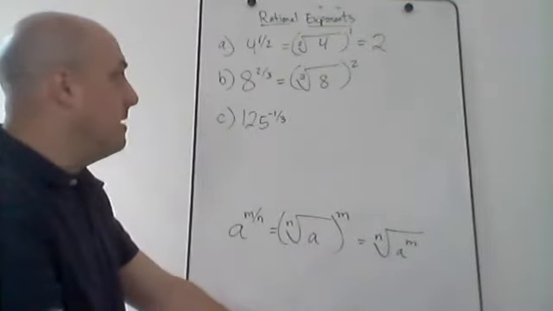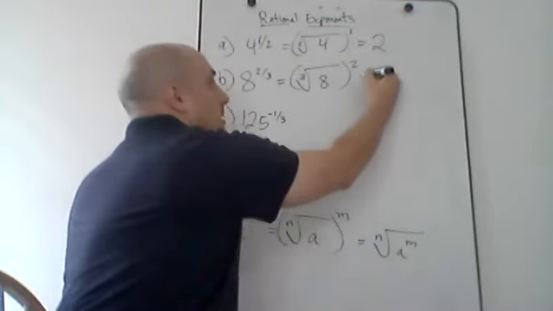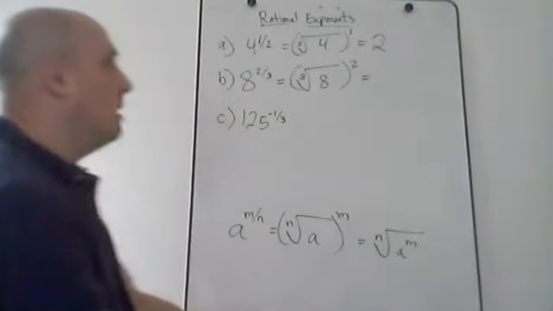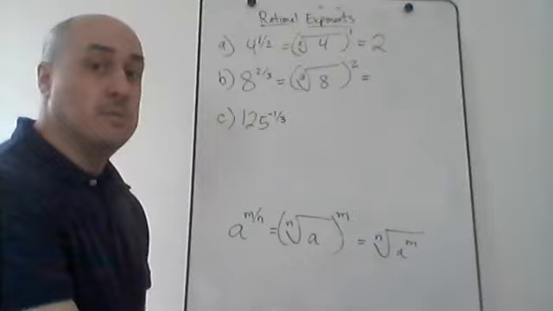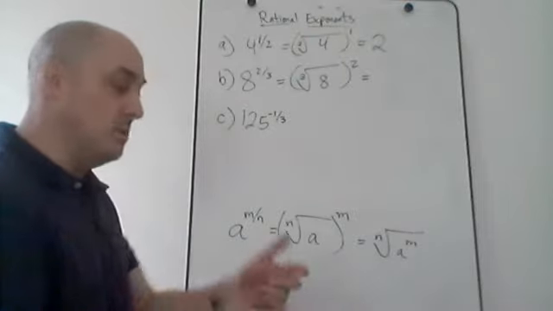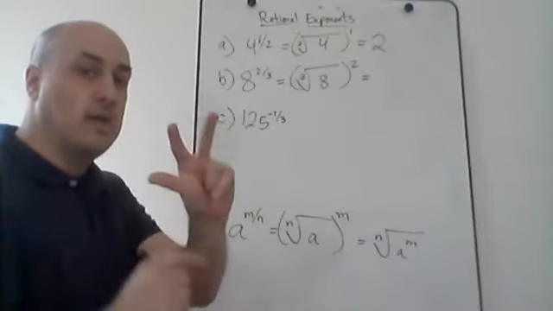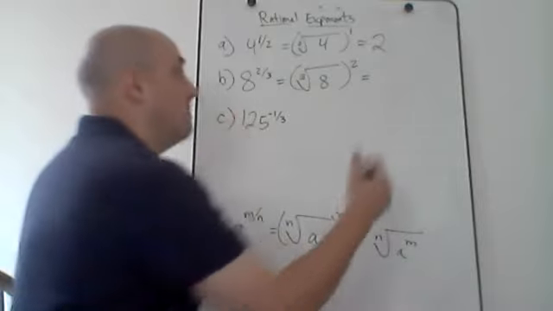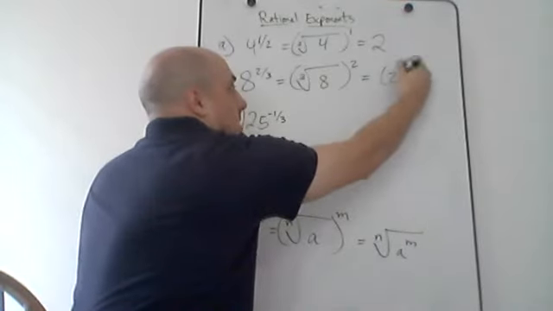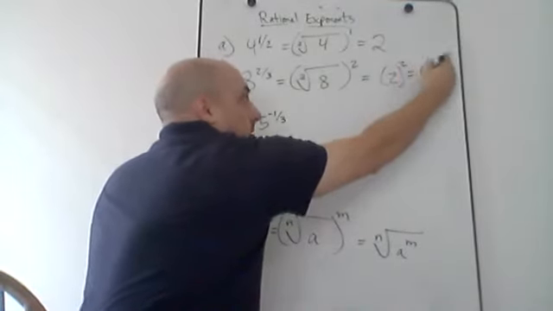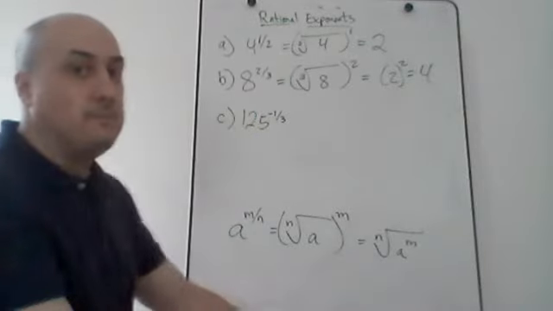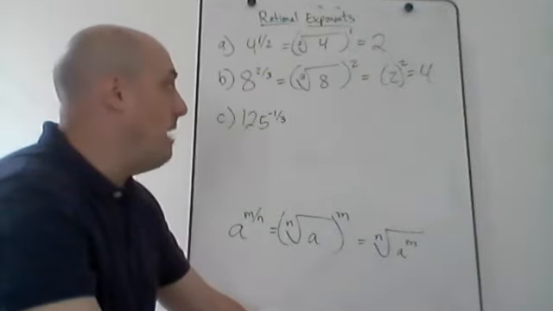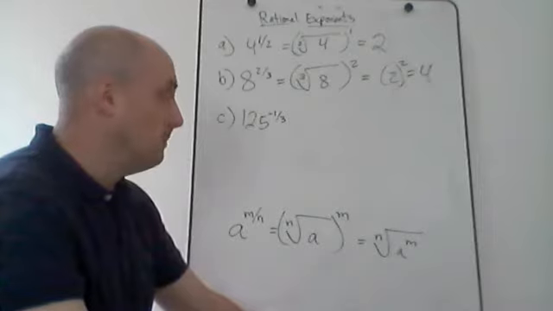All right, so now I have to figure this out. So what is the third root of 8? Well, the third root of 8, what number multiplied by itself 3 times gives me 8? Well, that's going to be 2, right? 2 times 2 is 4. 4 times 2 gives me 8. So 2 to the third power equals 8. So this is going to be 2 squared, which is going to equal 4. So 8 to the 2/3 power equals 4.